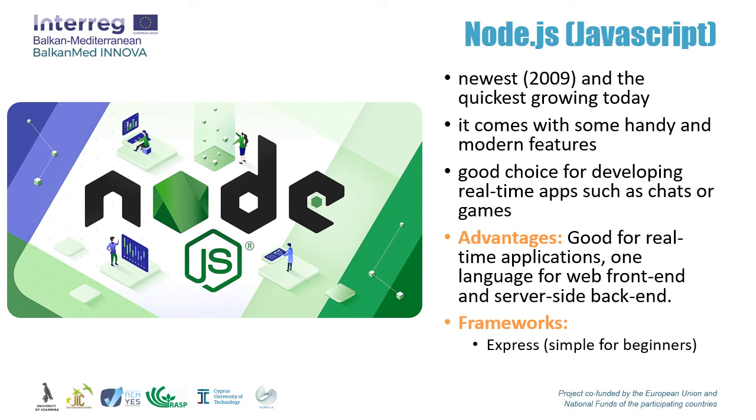Node.js is the newest in the list, released in 2009, and the quickest growing today. It provides the ability to run JavaScript code on the server side. The point is that web developers do not have to learn a new language for back-end development. They can use JavaScript for both front-end and back-end programming. One thing that Node.js does very well compared to most other languages is real-time applications. Therefore, if you are developing something that requires working in real time such as chats or games, then Node.js is a good choice. As it is also newer than the other languages, it comes with some handy and modern features that are lacking in older programming languages that make development smoother.